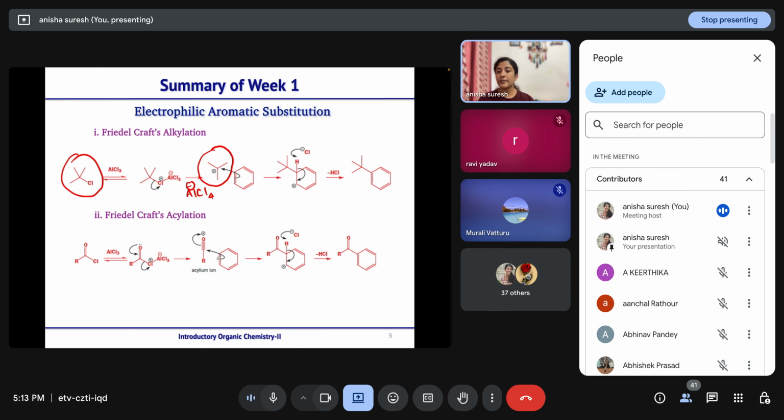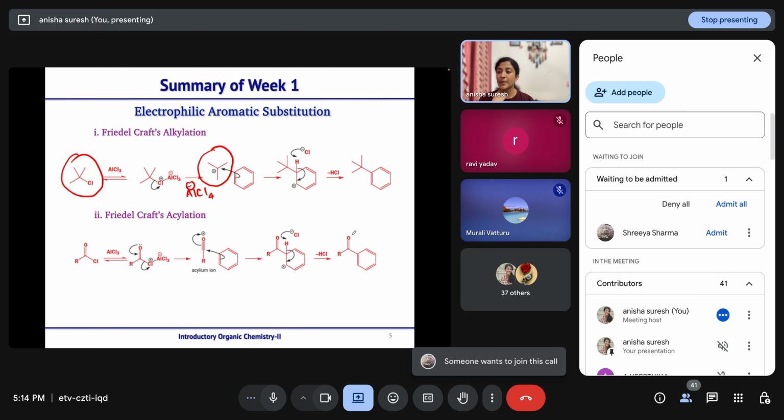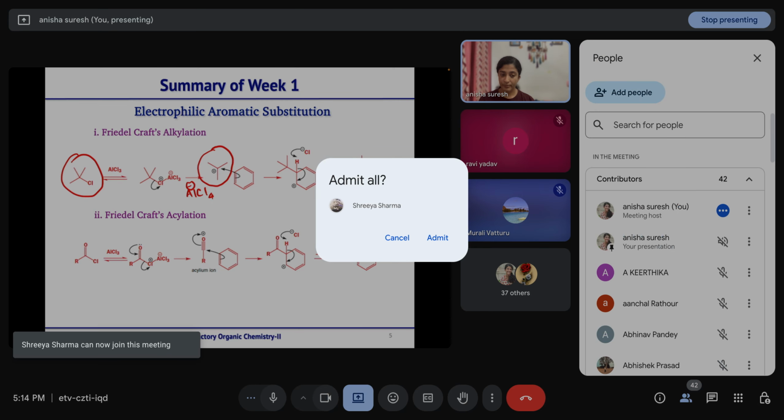So the benzene ring will go and attack on this carbon atom of the acylium ion, and it will neutralize the positive charge on this oxygen, resulting in the formation of this intermediate. Now this is a reactive intermediate, as the aromaticity of the ring is lost, and it will have a tendency to regain the aromaticity. So the base or Cl minus can come and abstract the proton, and it will neutralize the positive charge on the aromatic ring, resulting in the formation of this final product.